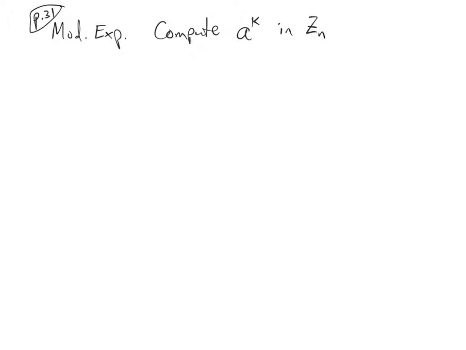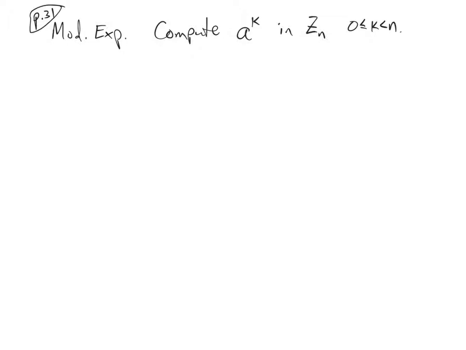Okay, this is the page 31 video where we're going to introduce the idea of modular exponentiation. So page 31, if you're looking at the readings, there you go. Modular exponentiation is the problem of computing a to the k in Z sub n. So k is some number between 0 and n, and typically a, k, and n are extremely large.